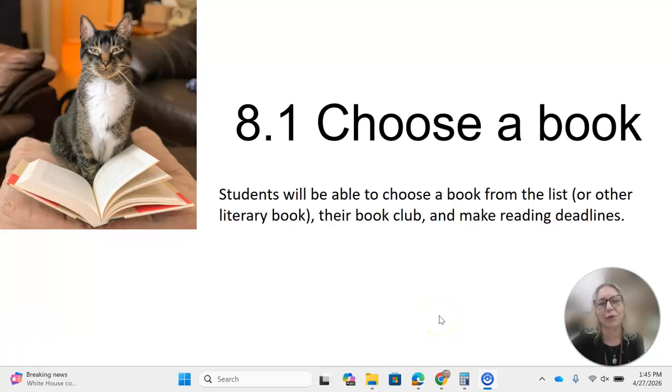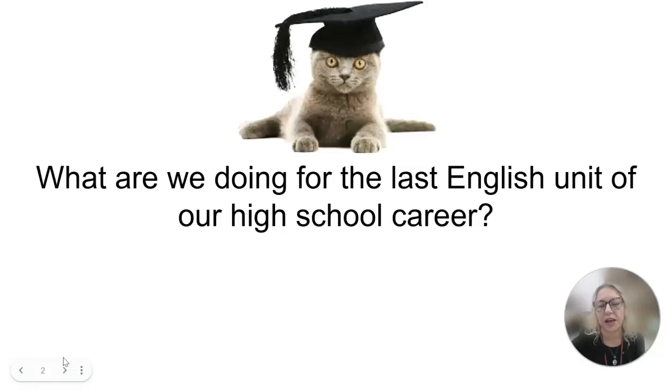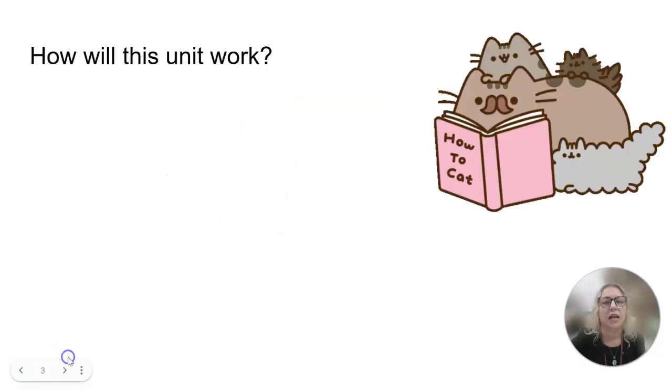Guys, it's the 8.1 intro video. You are going to choose a book. The lesson objective for this lesson: students will be able to choose a book from the list or other literary book, form their book club, and make reading deadlines. So let me give you some details about how this is going to work.